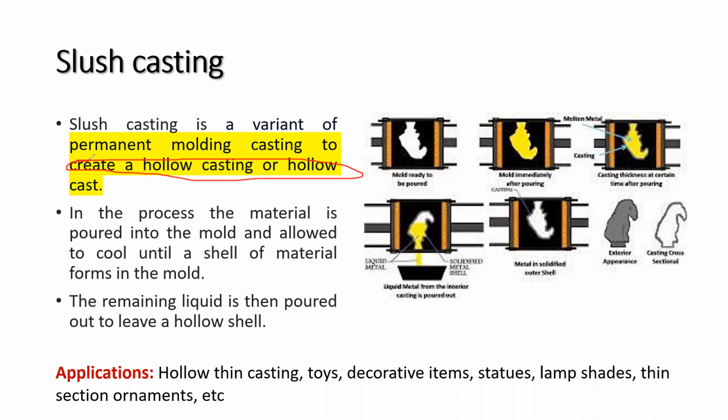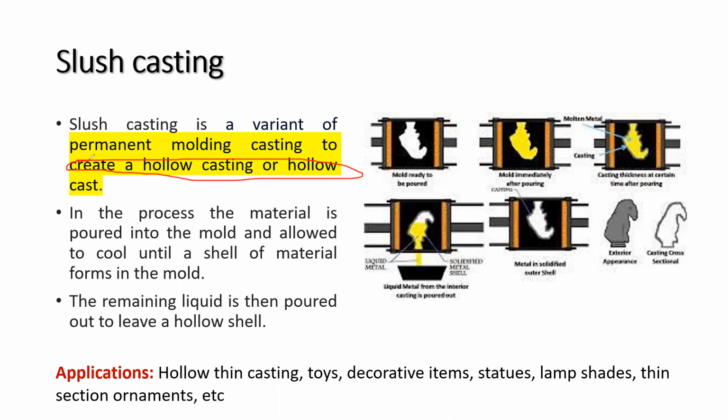In the previous types, like low pressure die casting, high pressure die casting, centrifugal casting or sand casting, these casting processes are mainly used to create solid castings. Whenever we need a hollow shape, we insert a kind of core. But the slush casting process doesn't use any kind of core, and it can be used very easily to create a hollow cast.